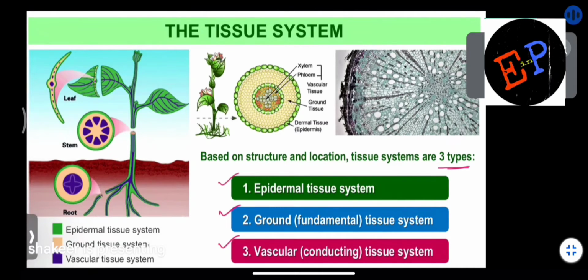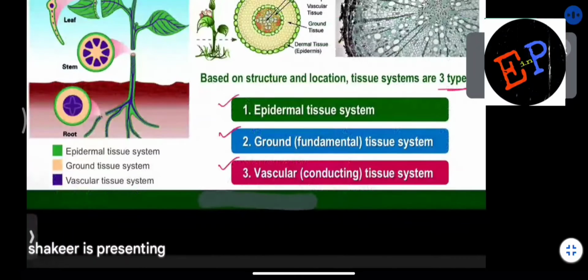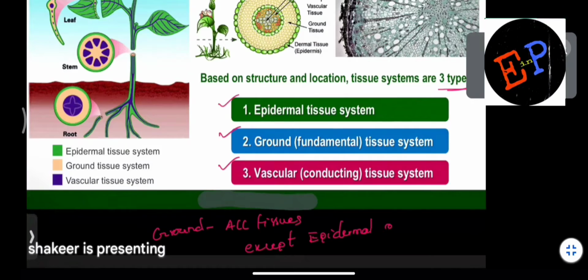Are you able to understand, ma? So, therefore, how can you define a ground tissue system? Ground tissue system means all tissues except epidermal and vascular. Okay, ma? All the remaining tissue system, you can call it ground tissue system or fundamental tissue system. Are you able to understand?